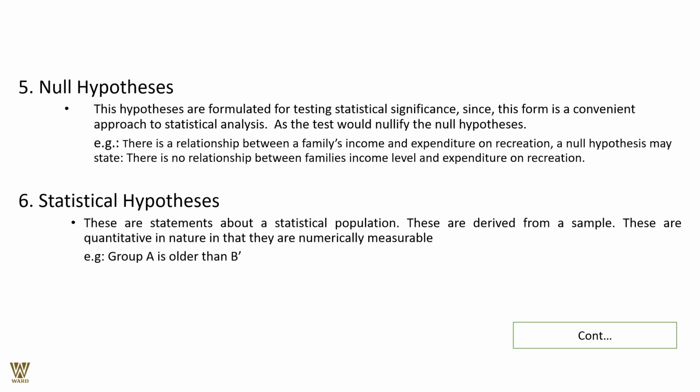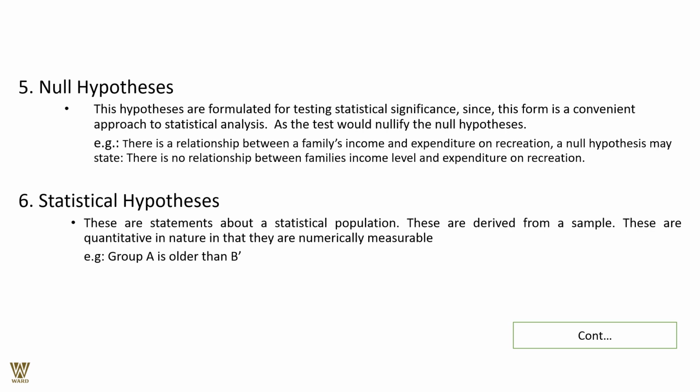These are quantitative in nature, and they are very much measurable in numbers. For example, group A is older than group B, so the average age, the median age of group A is more than that of group B. That is what a statistical hypothesis is all about. It is always in numbers and very concrete. With the null hypothesis we have an understanding of statistical significance, and we can always test the null hypothesis which was mentioned here.